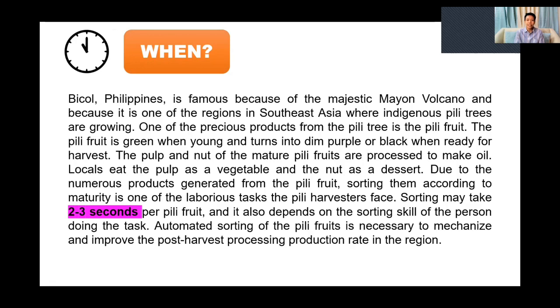Next, the fourth W that we came across is the when. The 2 to 3 seconds is the estimated time span of sorting the pili fruits according to their maturity. And one of the goals of the research is to create a prototype or device that can match or exceed the manual sorting rate using machine learning or artificial intelligence. And we will further discuss this when we dive into the method and the research instrument.